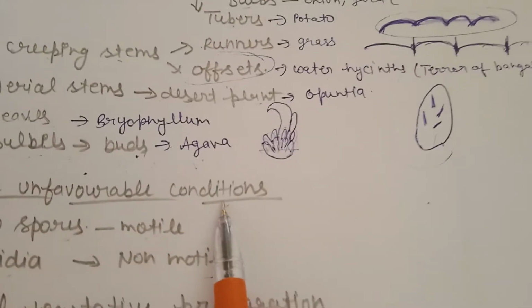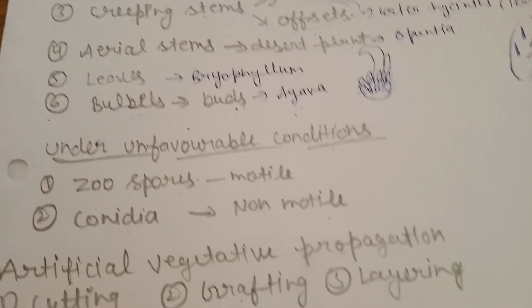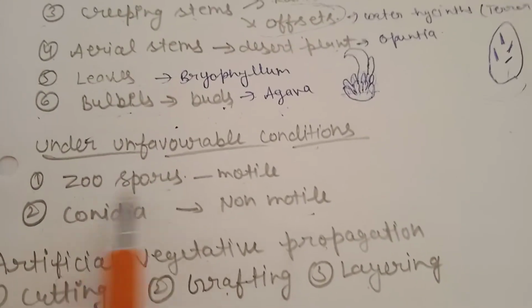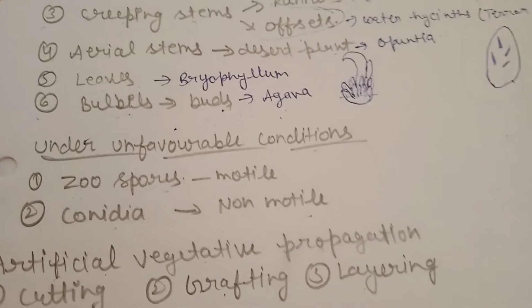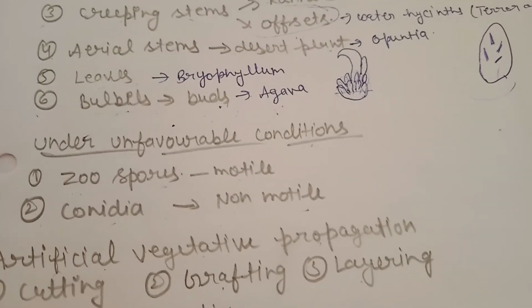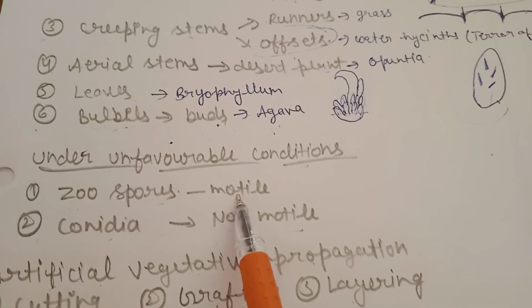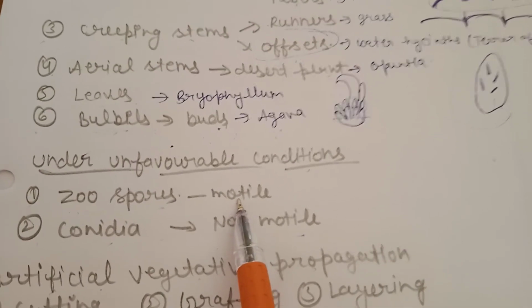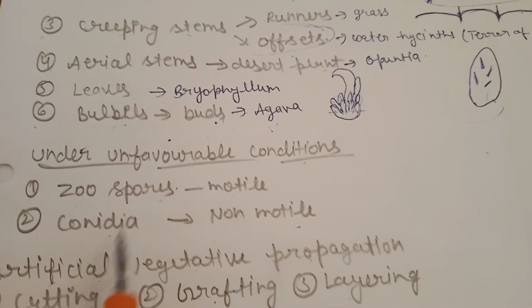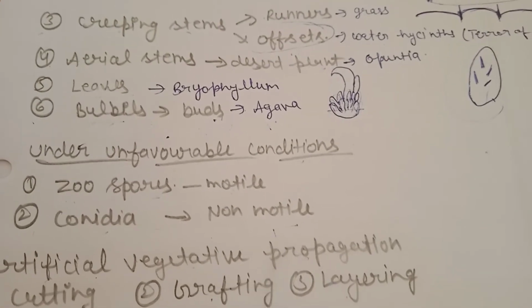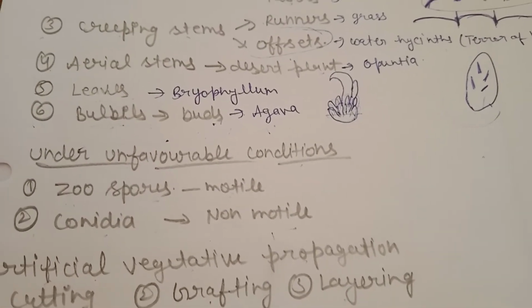Okay beta. Under unfavorable conditions, I have already told you in my previous video about zoospores. What are zoospores? Zoospores are minute, single-celled structures which are motile. Why are they motile? Because they have flagella. And second is conidia. Conidia are non-motile, because they don't have any kind of flagella.